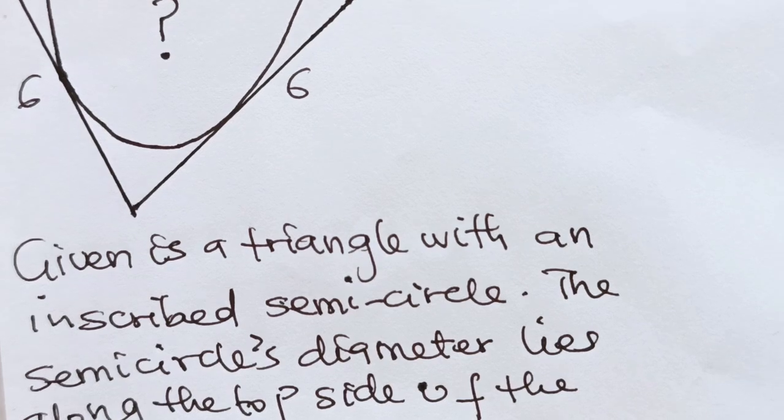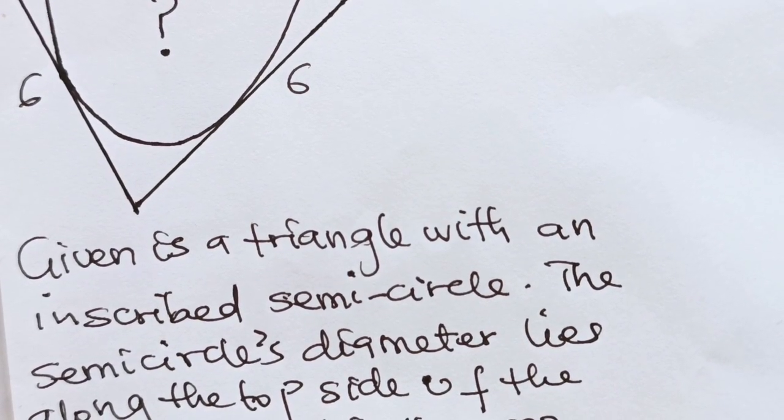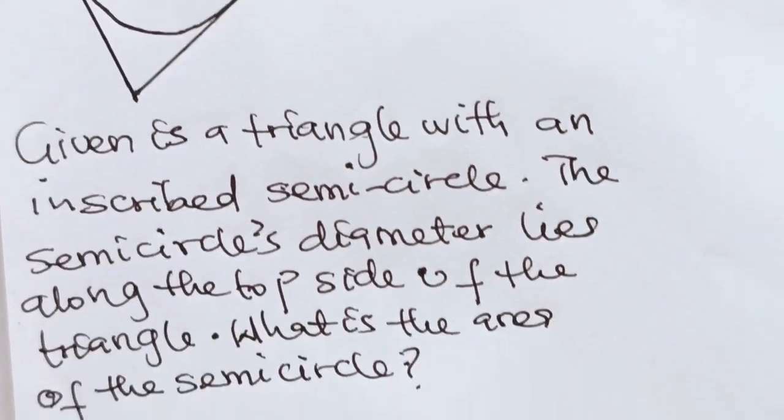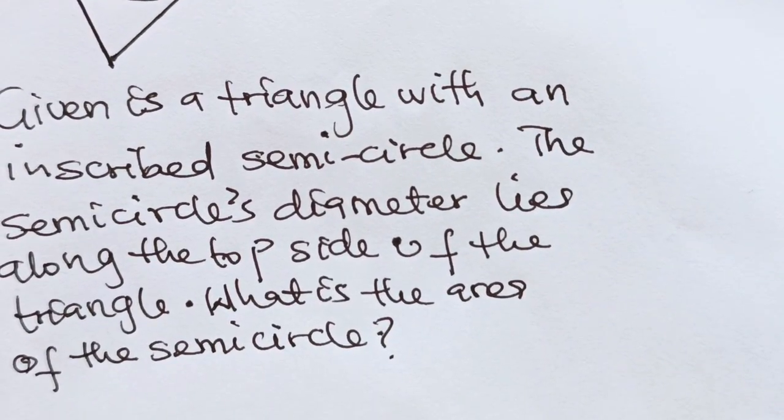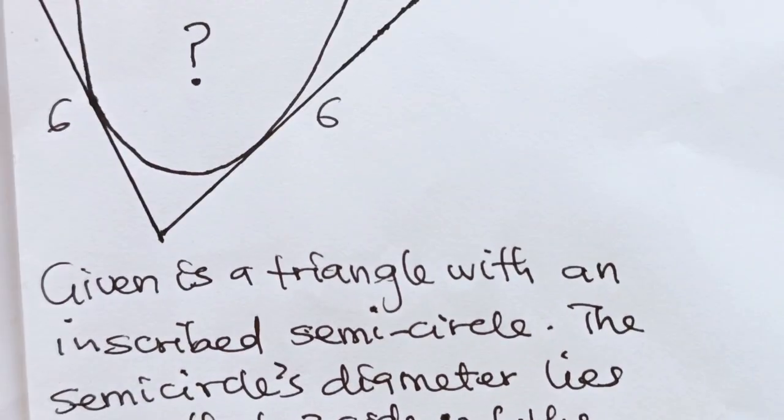Now let's read the question. The question says, given is a triangle with an inscribed semicircle, the semicircle's diameter lies along the top side of the triangle. Now the question is, what is the area of the semicircle?